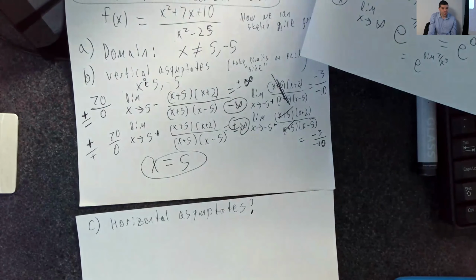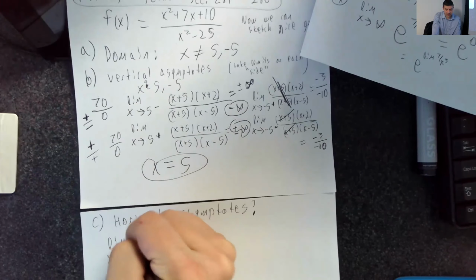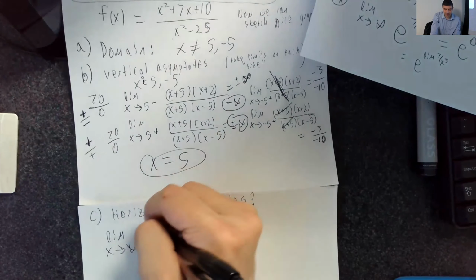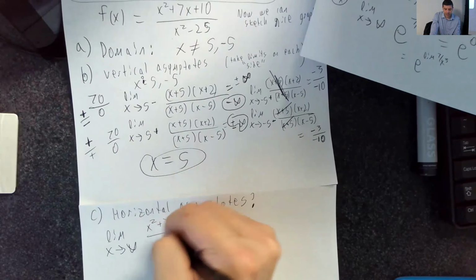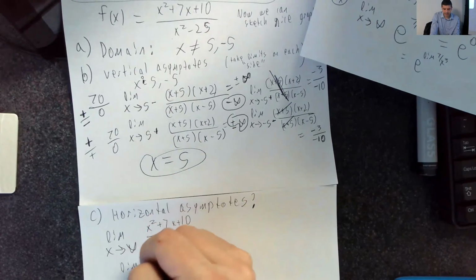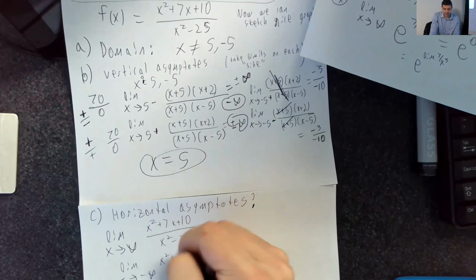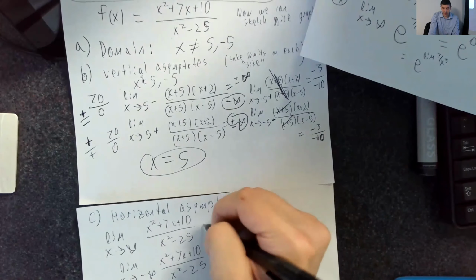Okay. And how do we check for horizontal? We have to take a limit as x goes towards infinity and negative infinity. So you guys are going to have to do a limit as x goes to infinity. This one's easier not to simplify. x squared plus 7x plus 10 over x squared minus 25. And then the limit as x goes to negative infinity. x squared plus 7x plus 10 over x squared minus 25.